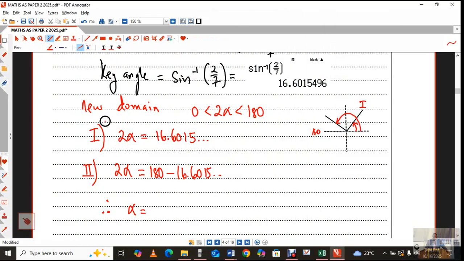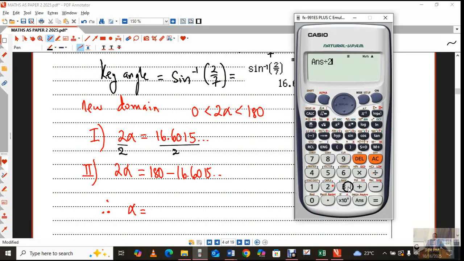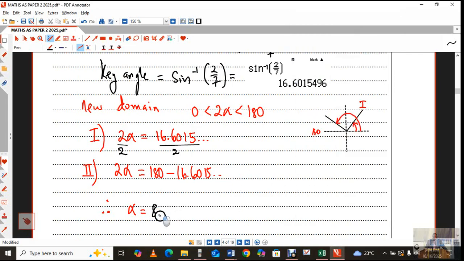Okay, so I'm going to divide by 2. So dividing by 2 and dividing by 2. Taking this answer and dividing it by 2 should give you one of the solutions, which is 8.3 to 1 decimal place. So it is 8.3 degrees to 1 decimal place. Then doing the same over here, whatever that answer is, we are going to divide that answer as well by 2, because we are looking for that particular value of alpha. So dividing here by 2 and so on.